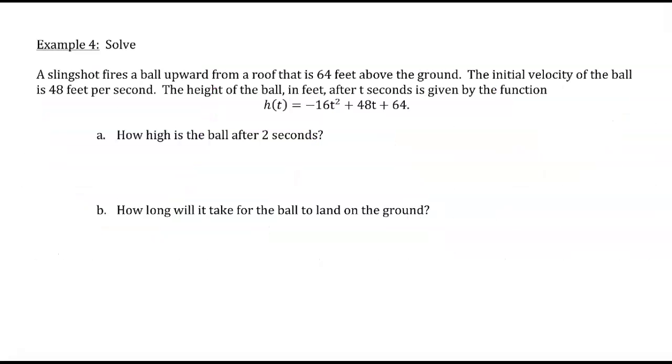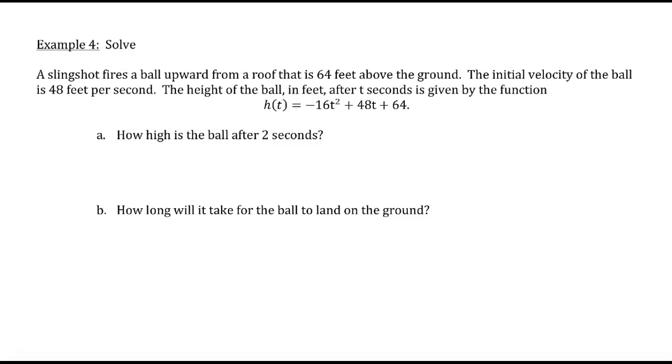In example 4, we have that a slingshot fires a ball upward from a roof that is 64 feet above the ground. The initial velocity of the ball is 48 feet per second, and the height of the ball in feet after t seconds is given by the function h of t is equal to negative 16t squared plus 48t plus 64. The first thing we need to figure out is how high is the ball after 2 seconds.